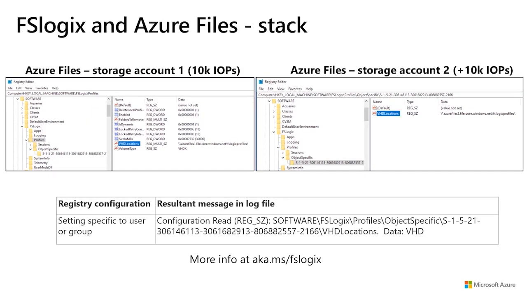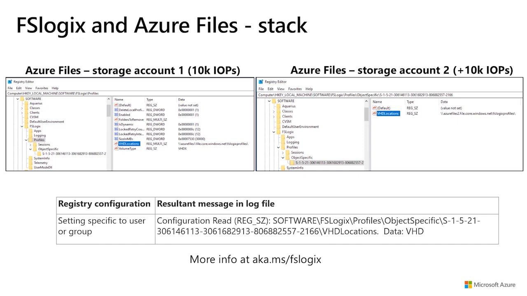And one way to increase the number of user sessions per storage account is to stack up your storage accounts. With the Azure Files Standard SKU, you can fit 10K IOPS per storage account. If you use Premium, it's 100K.